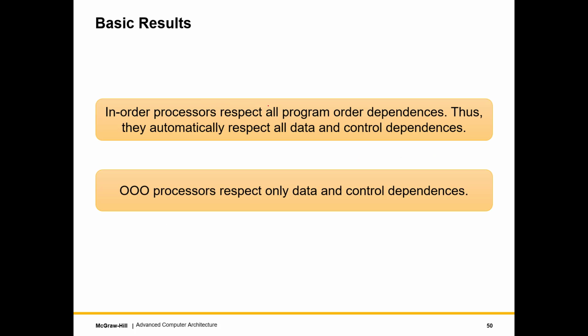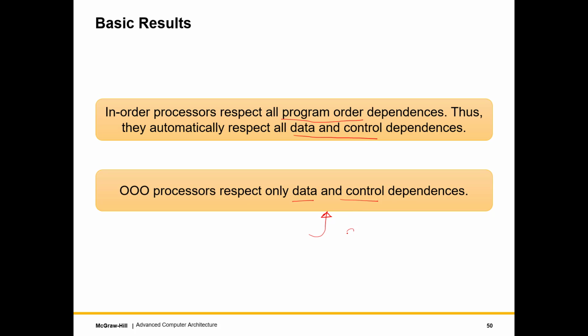Now, some basic results. In order processors respect all program order dependencies, in the sense they execute instructions in program order, which means they respect all data and control dependencies. Whereas out of order processors will only respect data and control dependencies. So let's gradually understand what this means.